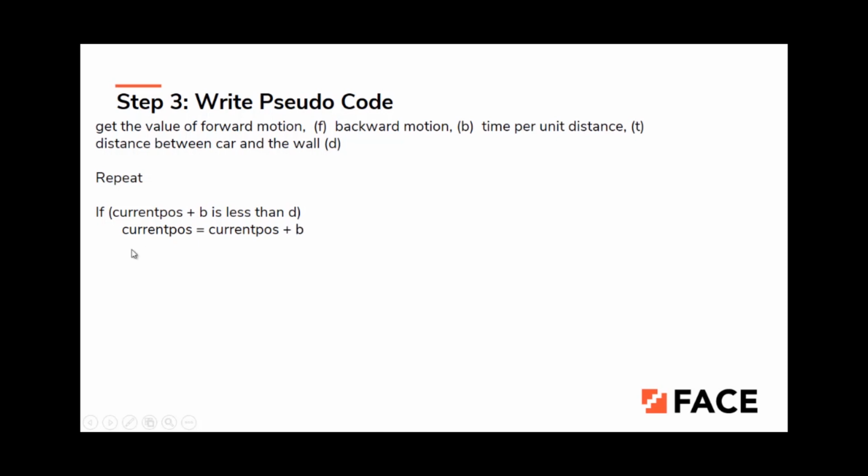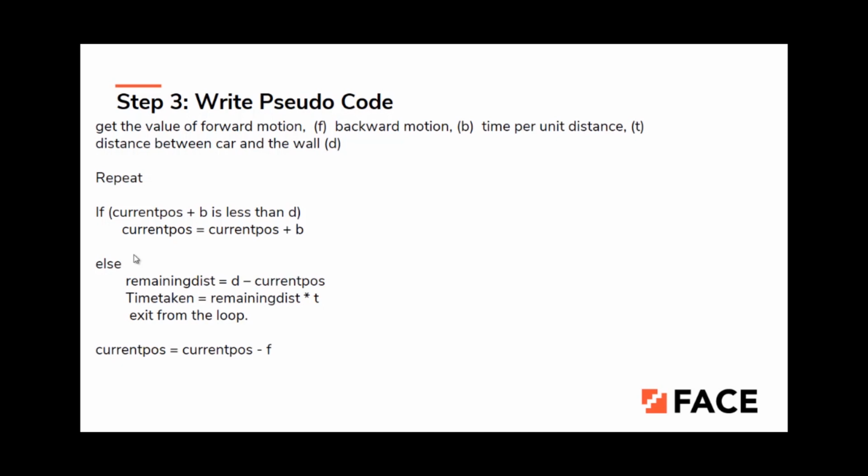The condition is true. So you will move the car backwards. So the current position will be equal to current position plus B. Similarly, we'll be doing it for the forward position also. So current position is equal to current position minus F. But for example, when you are at position 9 and there is only 9 meters between the current position and the wall, now we'll have to calculate the remaining distance.